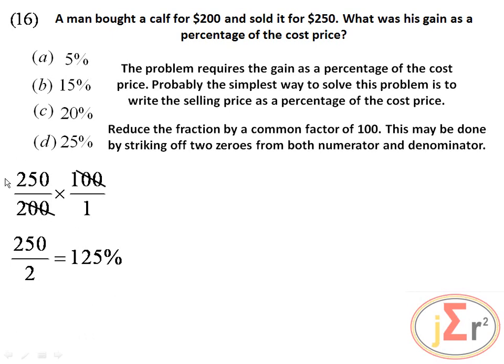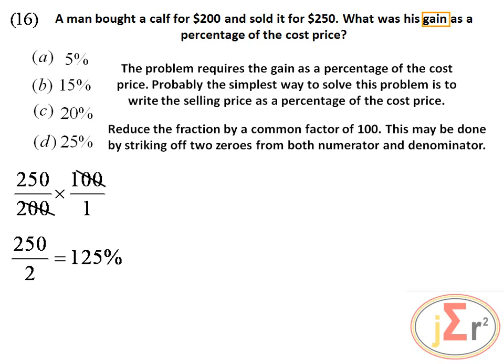We have 250 to be divided by 2, and after making such a calculation, the result is 125%. Therefore, the selling price is 125% of the cost price. The original, which is the cost price, is always considered to be 100%. The original is always 100%.